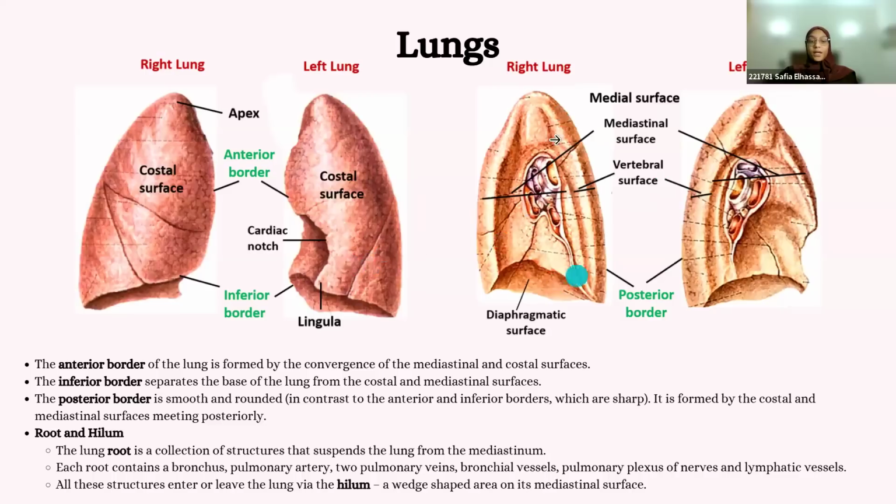So each lung has a root. A root is the collection of arteries and veins and bronchial vessels and pulmonary plexuses that are entering the lung and leaving the lung. The reason I say entering and leaving is that the pulmonary arteries, for example, enter the lung carrying deoxygenated blood, and the pulmonary veins leave the lung carrying oxygenated blood. All of these structures enter or leave the lung via a structure called the hilum, which is a wedge-shaped area on the mediastinal surface. So here.